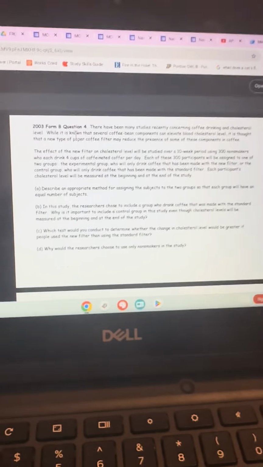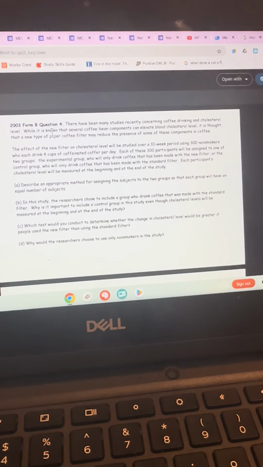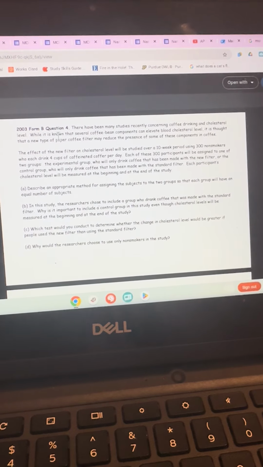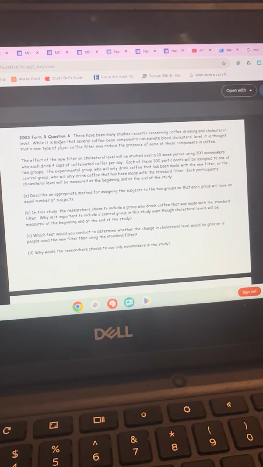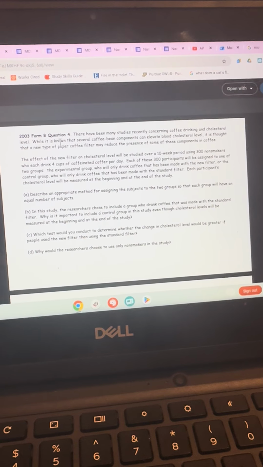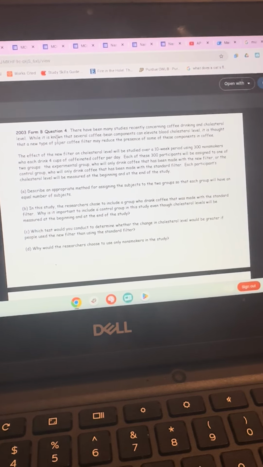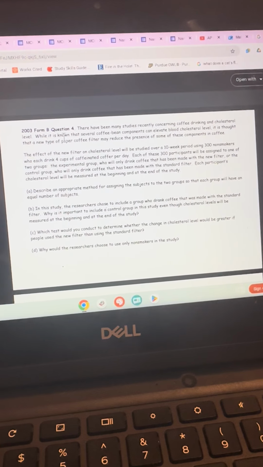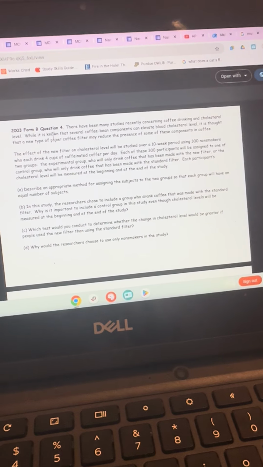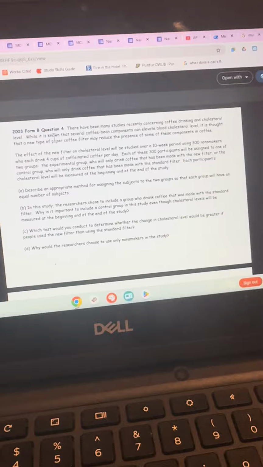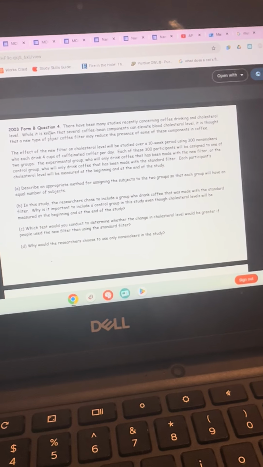The question is, there have been many studies recently concerning coffee drinking and cholesterol level. While it is known that several coffee bean components can elevate blood cholesterol level, it is thought that a new type of paper coffee filter may reduce the presence of some of these components in coffee. The effect of the new filter on cholesterol level will be studied over a 10-week period using 300 non-smokers who each drink 4 cups of caffeinated coffee per day.